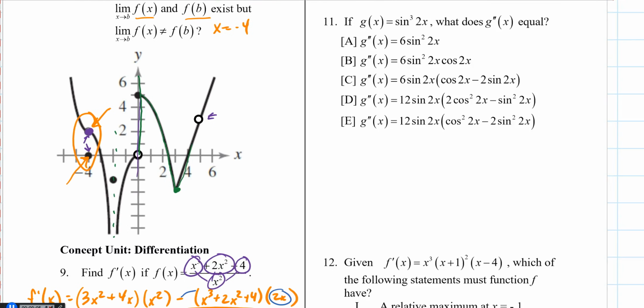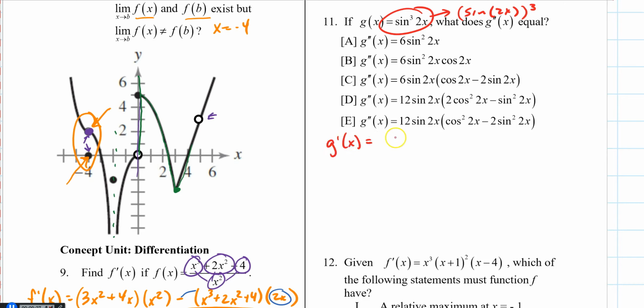Moving on. So for 11, g of x is equal to sine cubed of 2x. Again, we're going to treat that like it's the sine of 2x all to the third power. So once again, we're going to have to apply the chain rule multiple times. Since we're taking the second derivative, we're going to start by finding the first derivative.